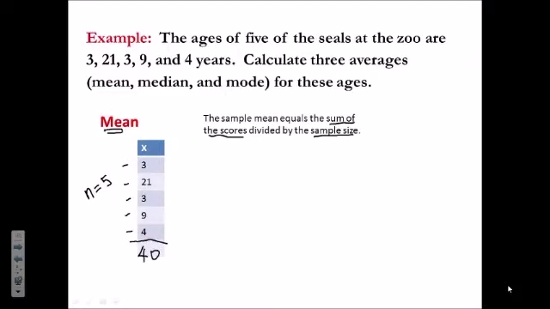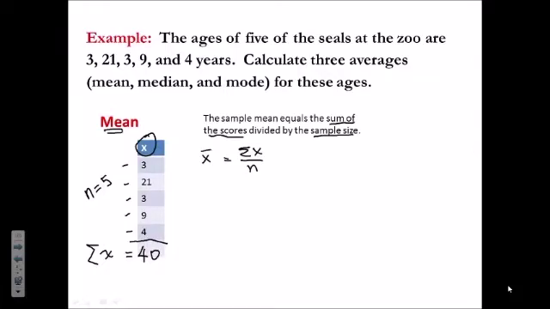That's 40. The abbreviation for that is sigma x, the sum of the x's. These scores are called x's. The sum of the x's is 40. So therefore the mean is given by the sum of the scores divided by the sample size, n. That would be indicated by x bar for a sample mean.